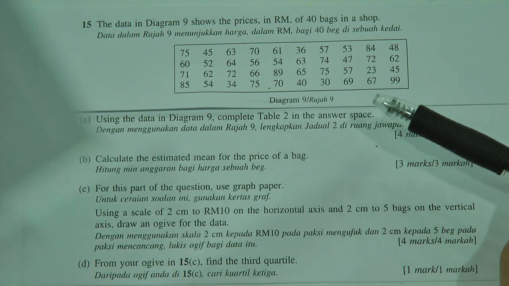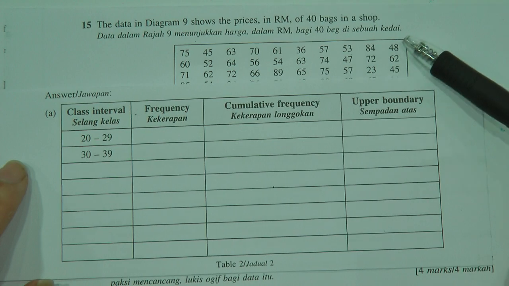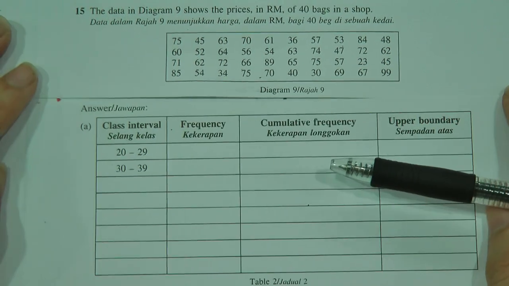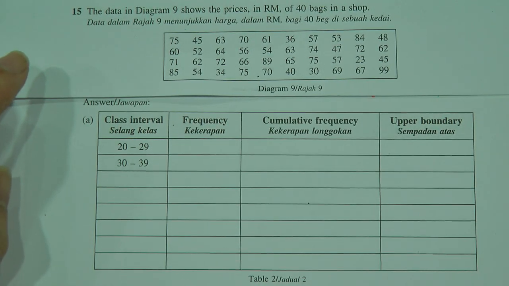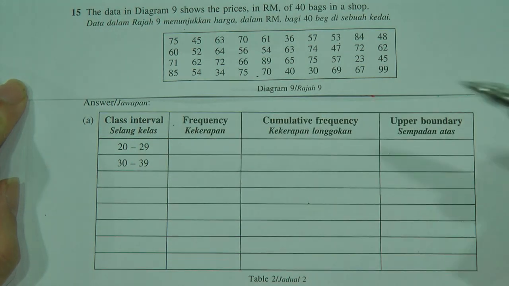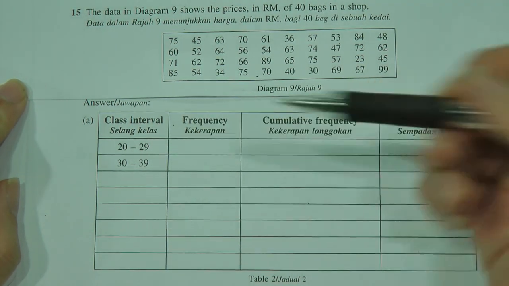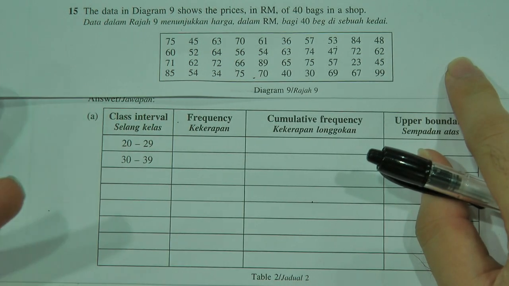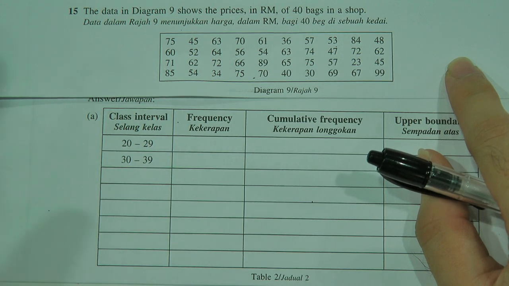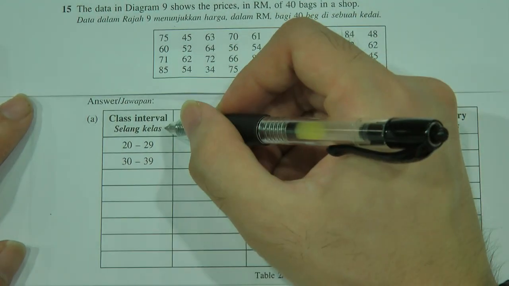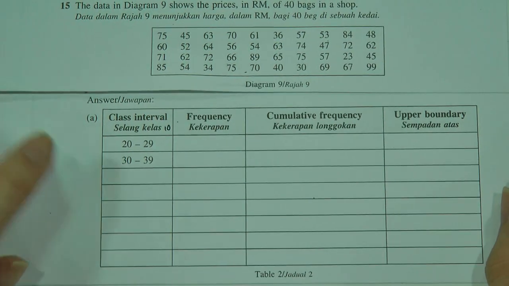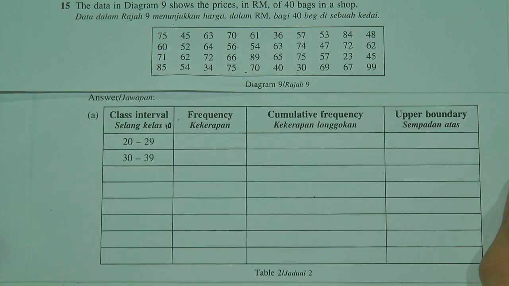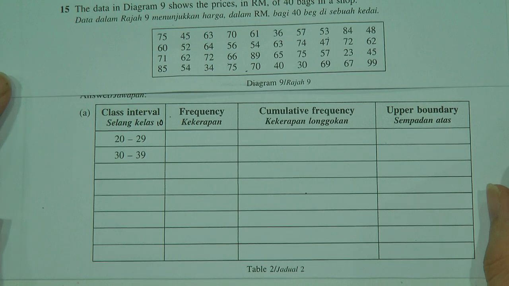He will give you a table like this, and you use the diagram to complete it. Before you start, always check the class interval. The class interval here is 20 to 29. What is the class size? If you count 20, 21, 22, 23, 24, 25, 26, 27, 28, 29, it's 10 different numbers. So the class size here is 10. If you don't believe it, just count from 20 until 29 and you will get a class size of 10.